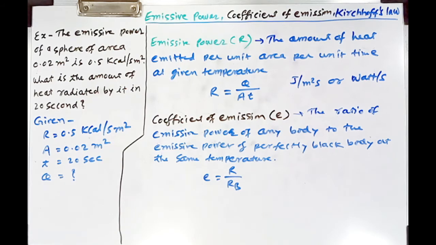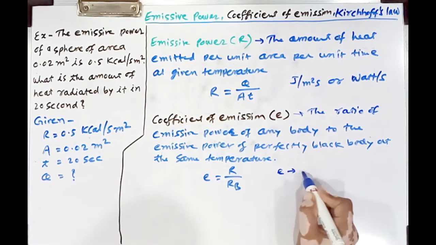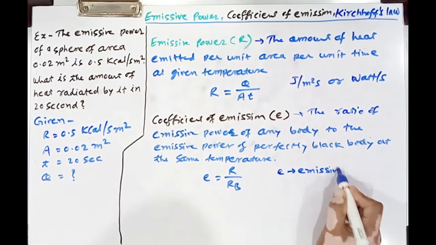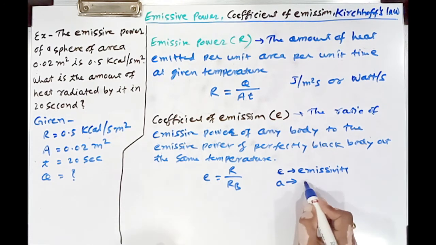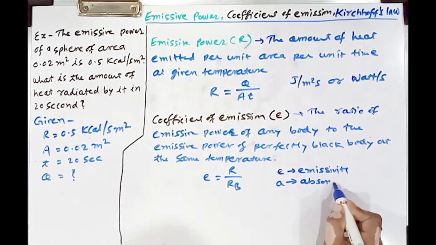In the last video we have studied what we mean by a perfectly black body. A perfectly black body is a body which absorbs all the radiant heat incident on it. That means its coefficient of absorption is equal to 1. Now remember here two terms. One is coefficient of emission, also called emissivity. And another term is small a, which we studied in the last video. It is called coefficient of absorption, or absorptivity.